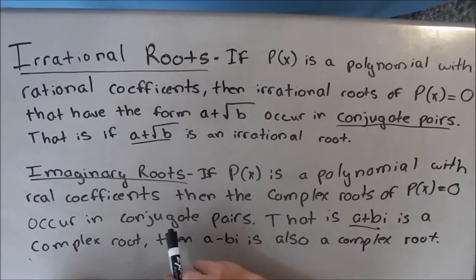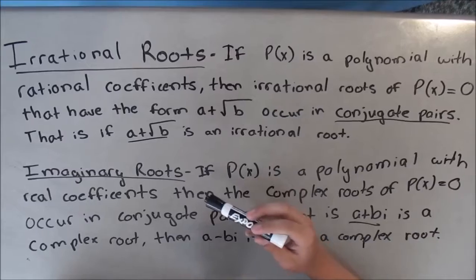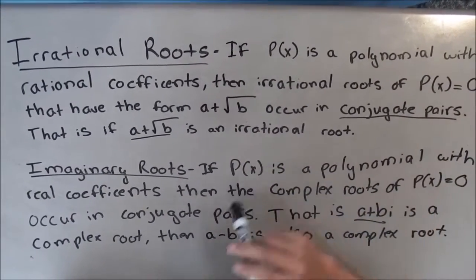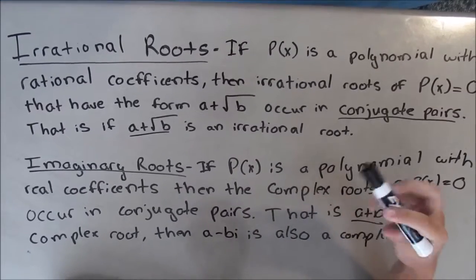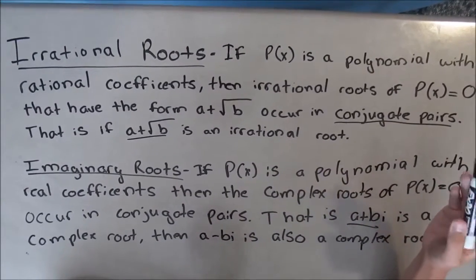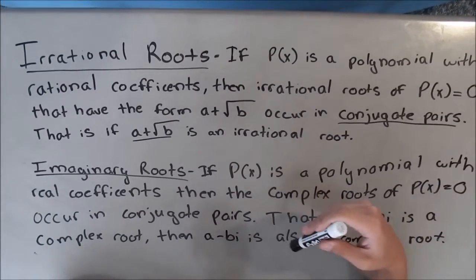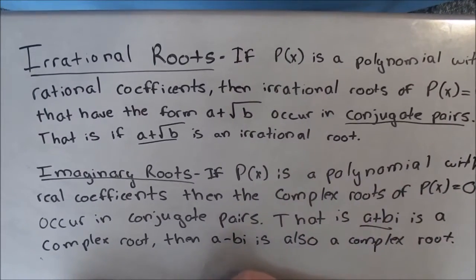As for imaginary roots, if p of x is a polynomial with real coefficients, then the complex roots of p of x equals 0 occur in conjugate pairs. That is, if a plus bi is a complex root, then a minus bi is also a complex root.